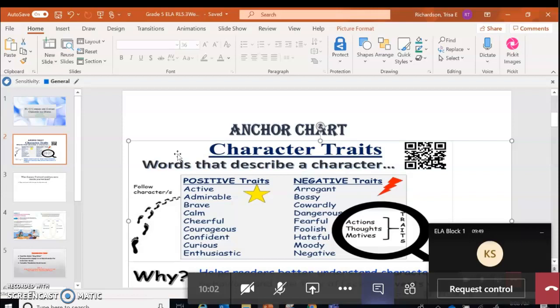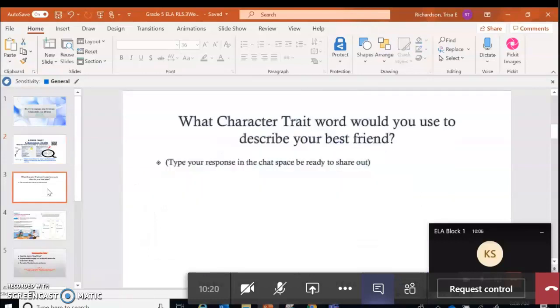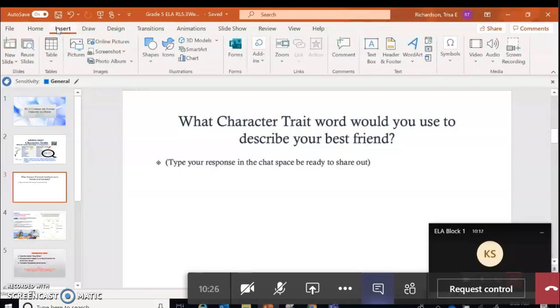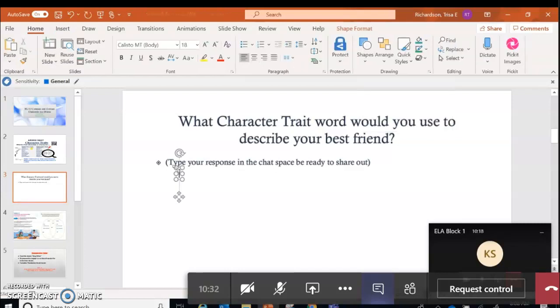So I want you to take a quick moment to look at this chart, and then I'm going to ask you all to jump in and engage in this discussion with me. And you can use any of these character trait words here, or you guys can use some other words as well. So let's look at my next slide and take a minute and think about the question that you see posed in front of you. What character trait would you use to describe your best friend? So I'm going to open this text box, and I want you all to take a minute to tell me, what would you think would be some character trait words you would use to describe your best friend?